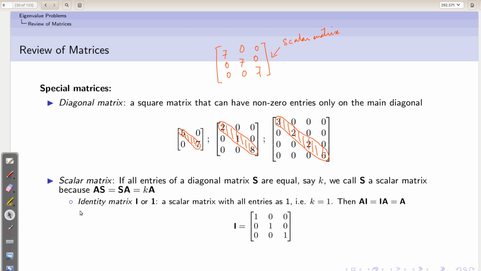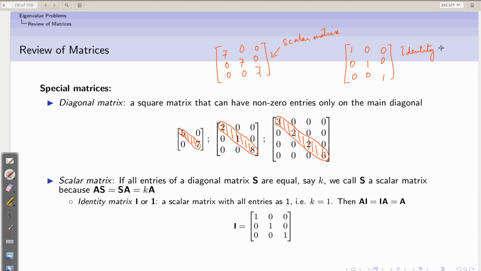Then we have a special kind of scalar matrix which is known as an identity matrix. How is it special? It's special because the same scalar which exists along the main diagonal, if that scalar happens to be 1, so 1 1 1, and we have zeros everywhere else, then this becomes what we call an identity matrix.